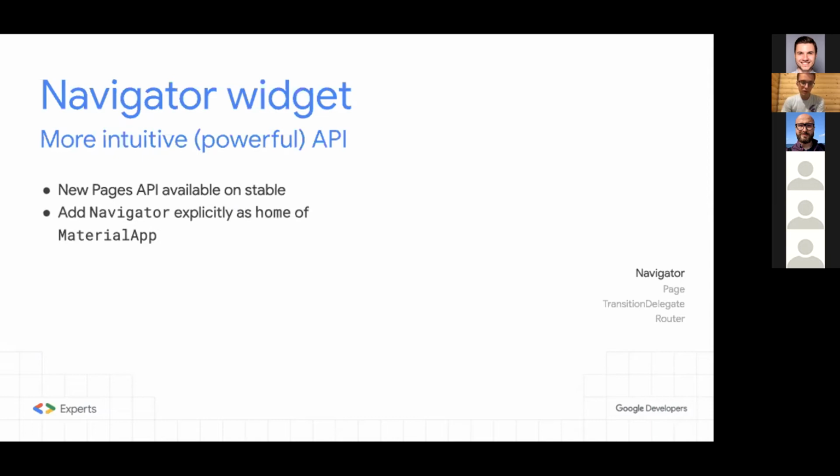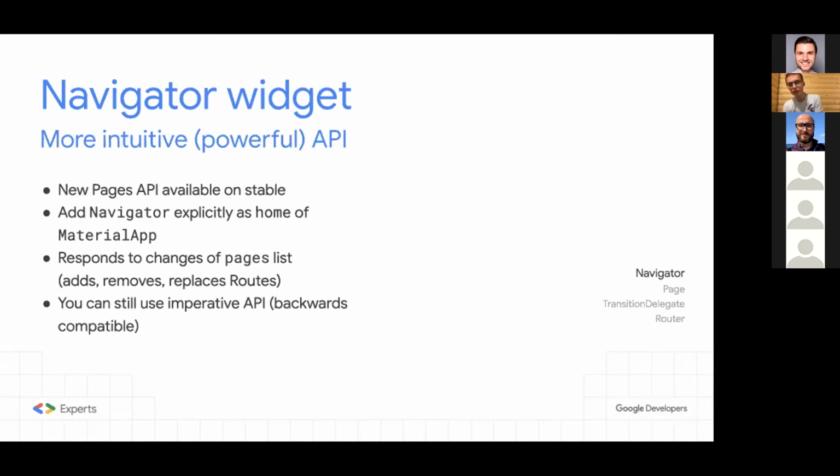So in case of this new API, you need to add the navigator explicitly as the home of your Material app. And the navigator will respond to the changes of the pages list that you provide. So if you remove something from this list, add something to this list, or replace something, the navigator will rebuild a list of routes. So again, the navigator will inflate or create a list of routes from the list of pages.